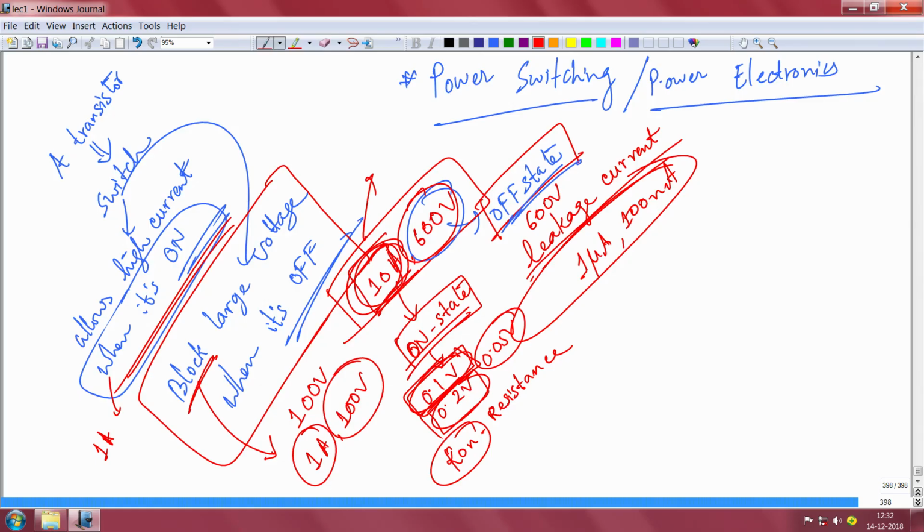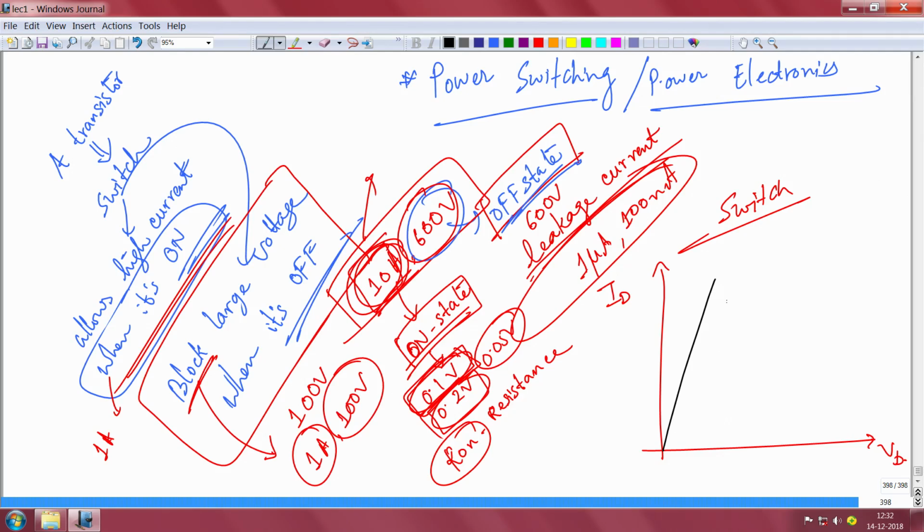Now how does it behave like a switch? So I can plot the drain current ID versus the drain voltage VD, and ideally you have current that goes like this, but I will not draw the saturation part. I am only interested in the linear regime here. So if you operate at this point, for example, that is at very low voltage, this VD should be very, very low, like 0.1 volt or less than that, and you are getting some current called I on.